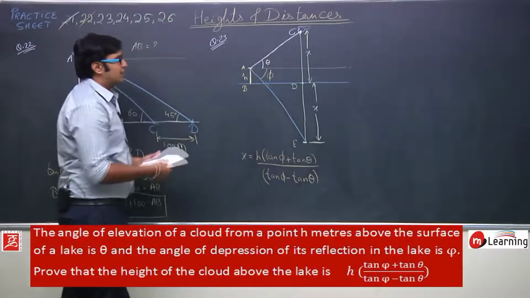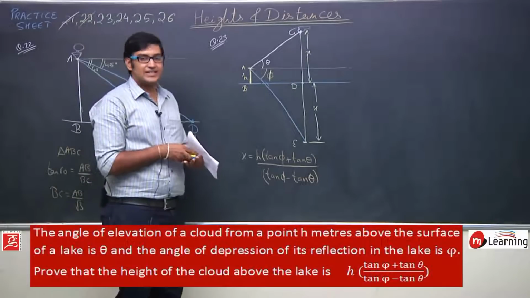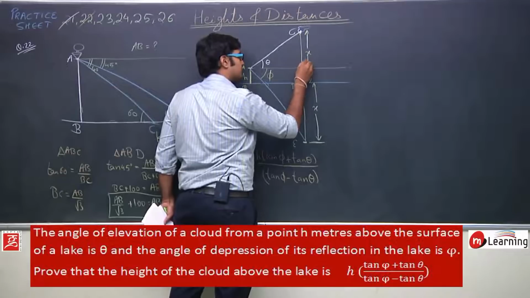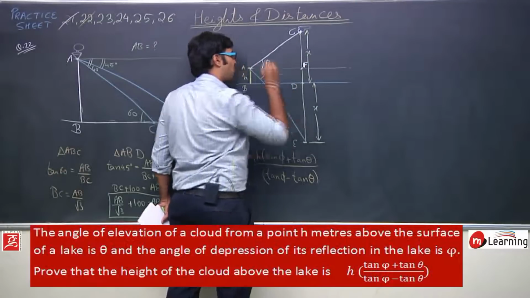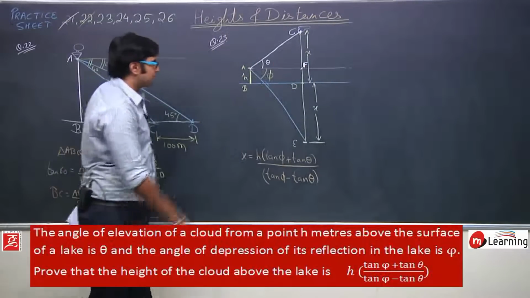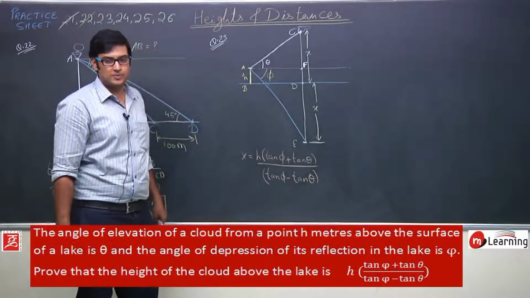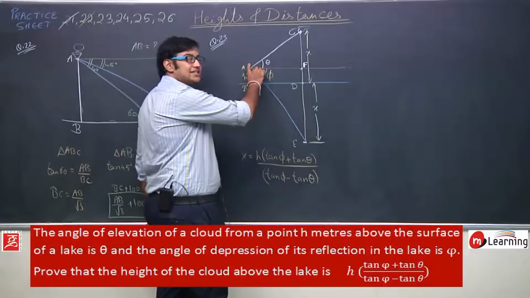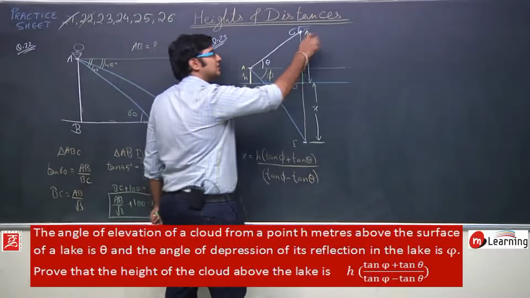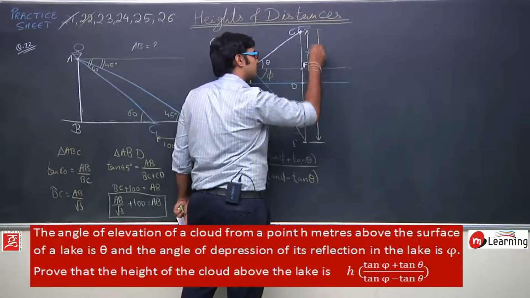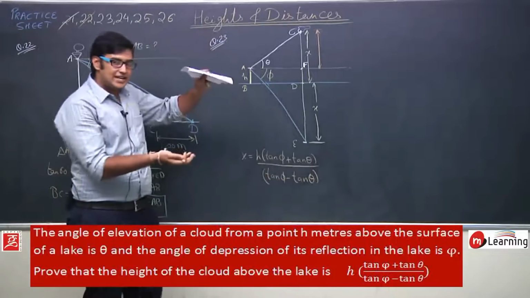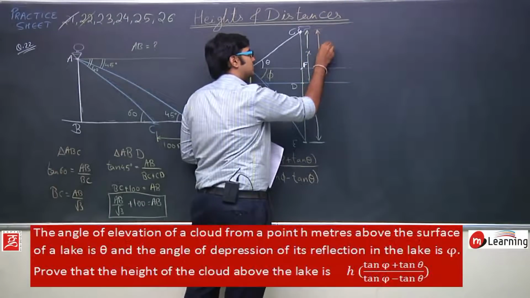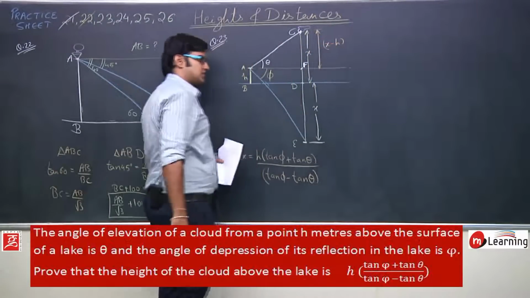So let us try to solve this. Let us say this is point F. There are two triangles getting formed in this particular figure, and the most important thing is, this AB is h, this FD is h. Then what about this CF? This CD is x and this FD is h. So definitely this CF is x minus h.